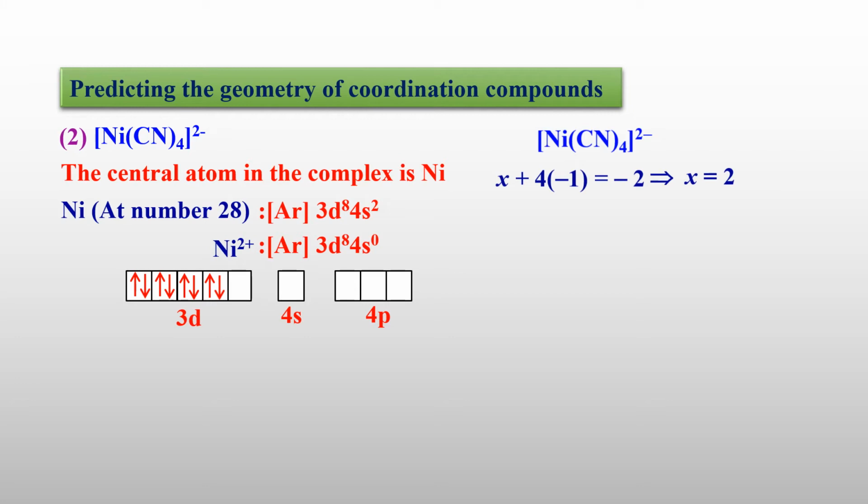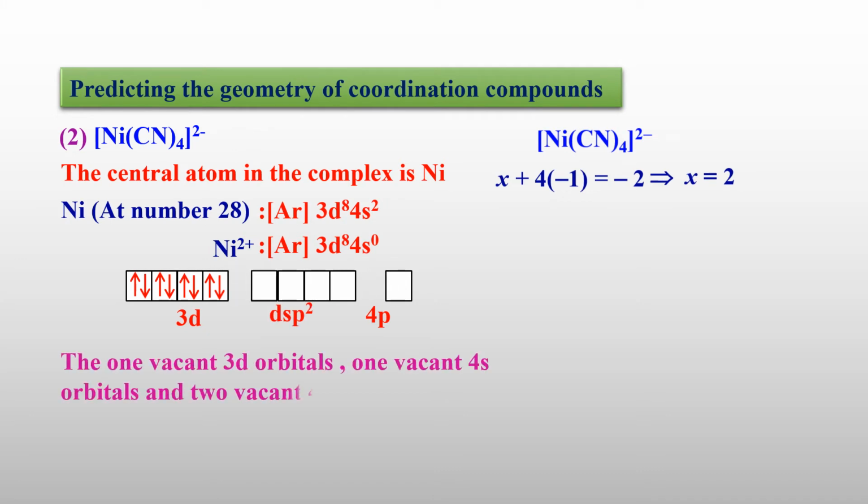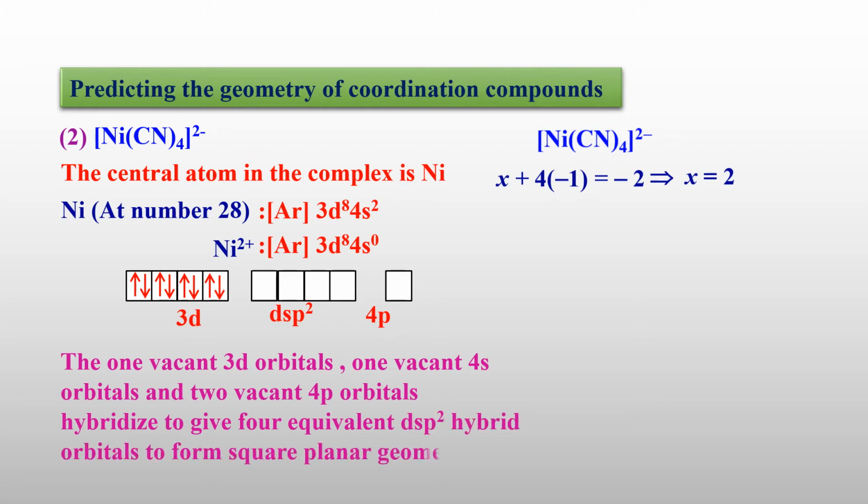Now again, 4 ligands are there. One ligand can donate one pair of electrons because it's a monodentate ligand. So 4 ligands mean 4 pairs of electrons, which is 8 electrons. You have to fill from the empty orbitals, starting from 3d. One vacant 3d orbital, one vacant 4s, and 2 vacant 4p orbitals hybridize to give 4 equivalent dsp2 hybrid orbitals to form a square planar complex.